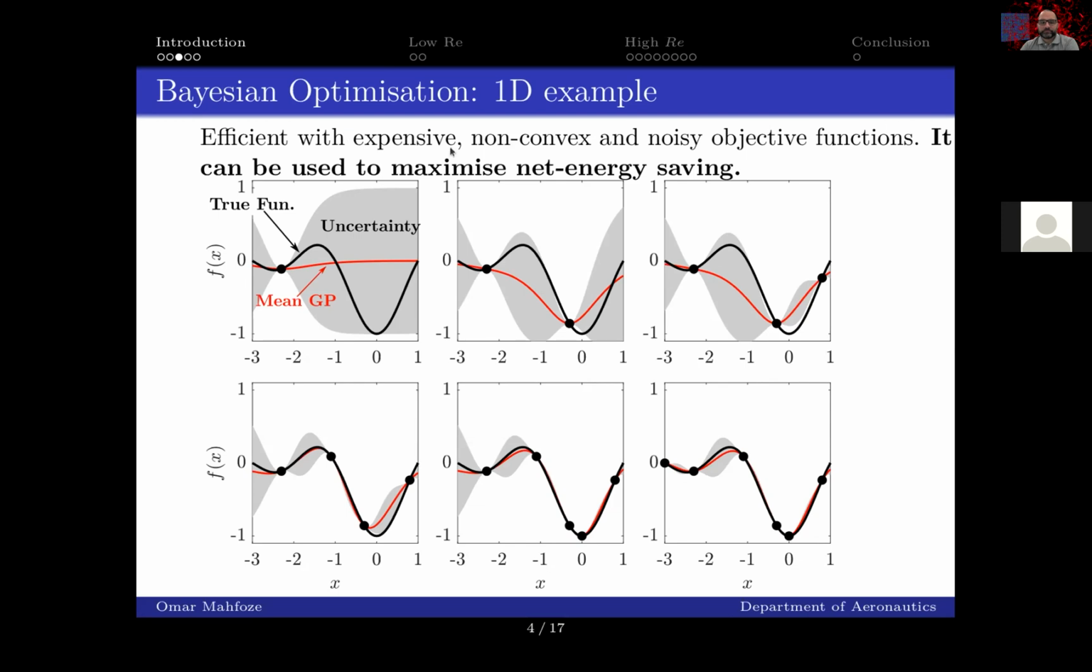The good thing about Bayesian optimization is that it can find the global minima with few iterations, and it works with non-convex and noisy objective functions. So we started at this point near the local minima, but we managed to find the global minima, which is here.